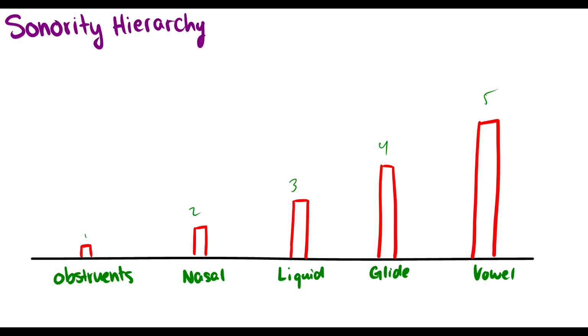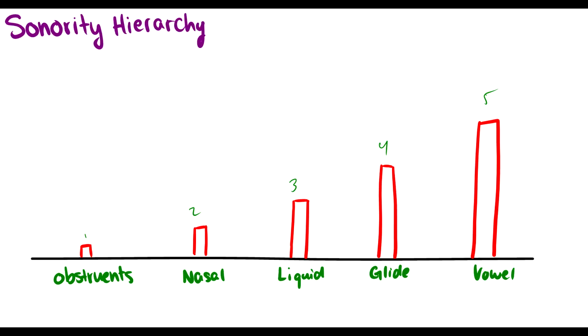Liquids are L and R, so L and R. Glides are our semivowels, so W and Y. And vowels, of course, are the vowels. So, we assign them points. Now, why do we assign them points? Why do we assign them sonority points?